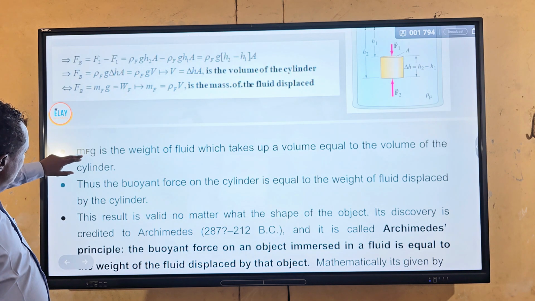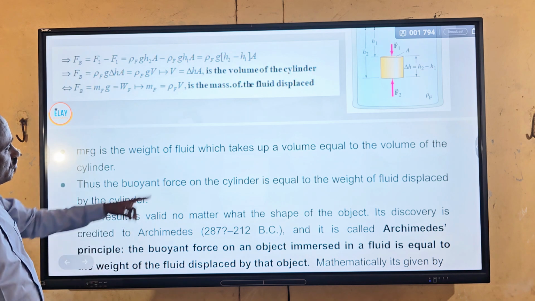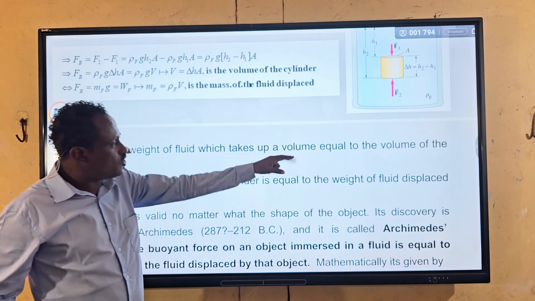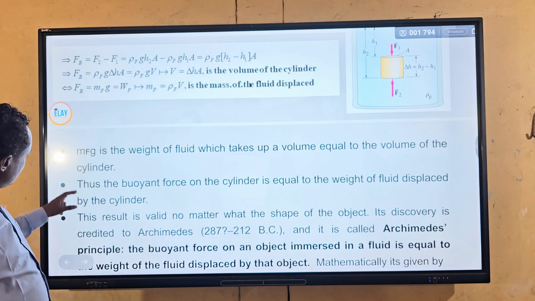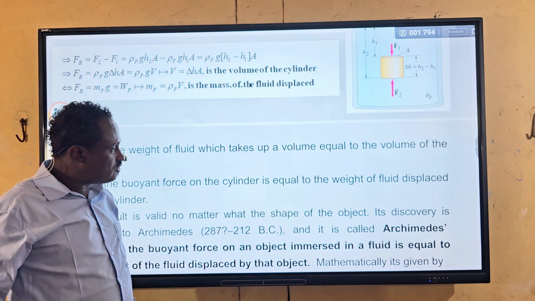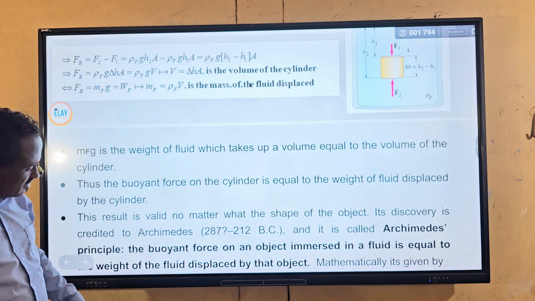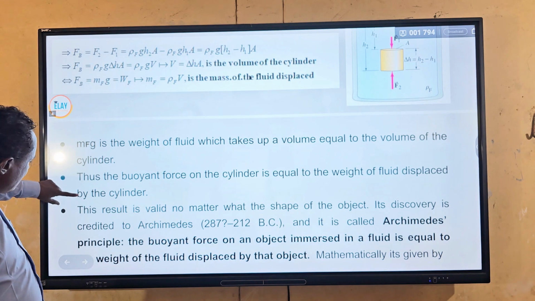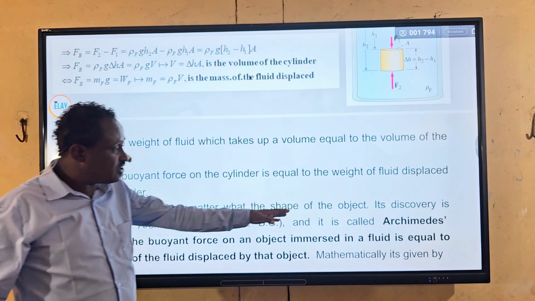The mass of the fluid times g, the gravitational acceleration, is the weight of the fluid, which takes up a volume equal to the volume of the cylinder. Thus, the buoyant force on the cylinder is equal to the weight of the fluid displaced by the cylinder. That is the so-called Archimedes principle. This result is valid no matter what the shape of the object.